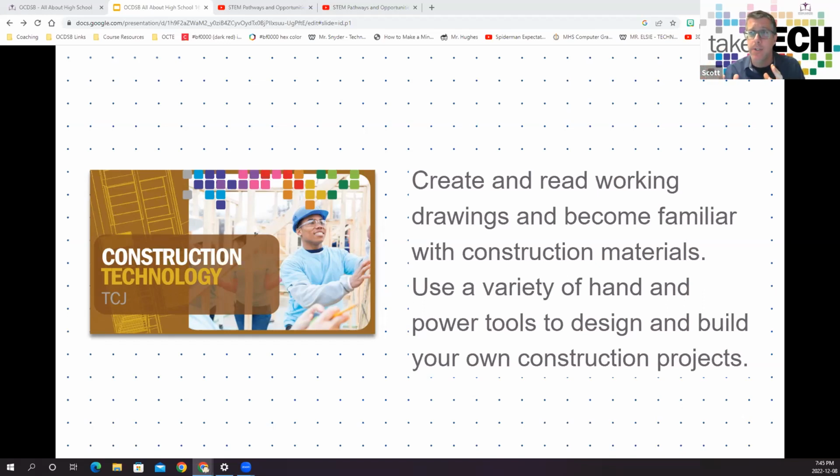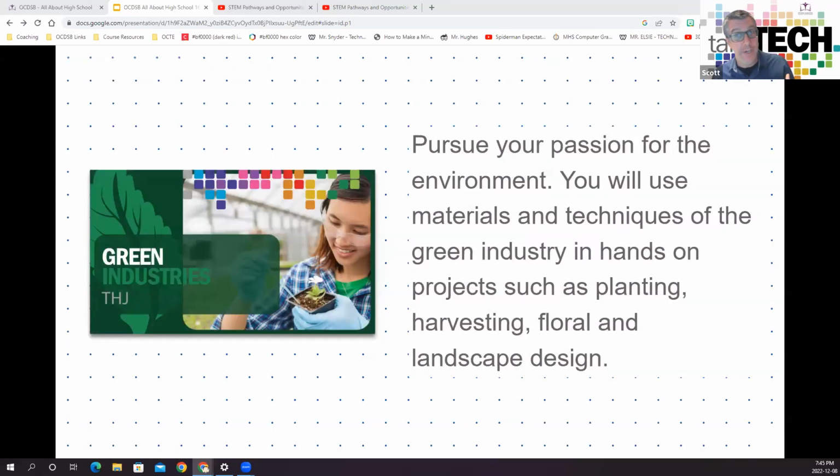So take a look at, your school could have a construction shop, but what is it that they offer there, and what's the course code that they're running it under, just to make sure you've got the right course selected. Green industries, so think about greenhouses and growing. That's another course that some schools are offering as well.